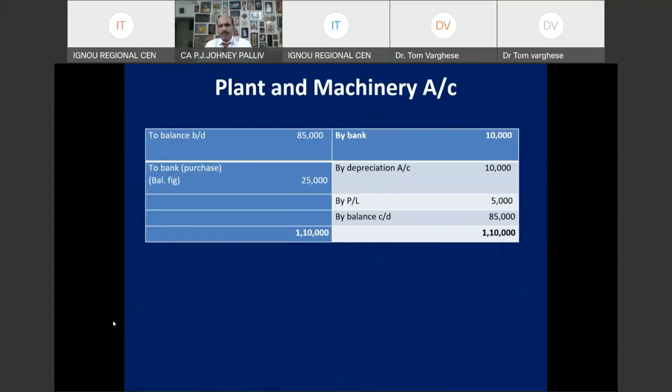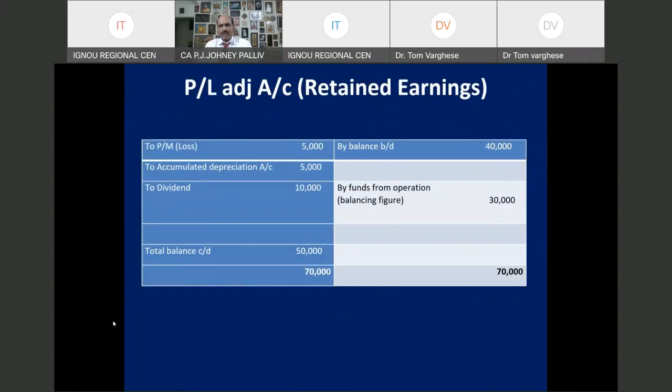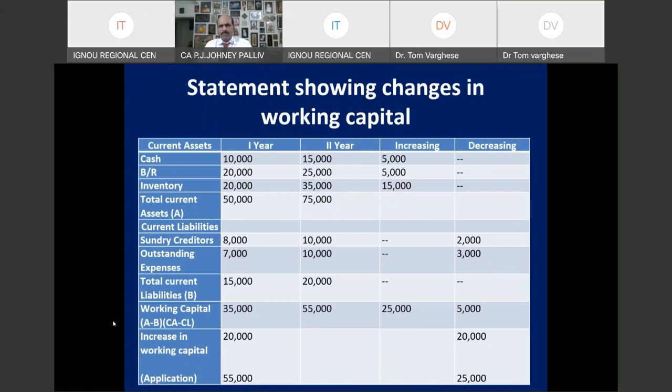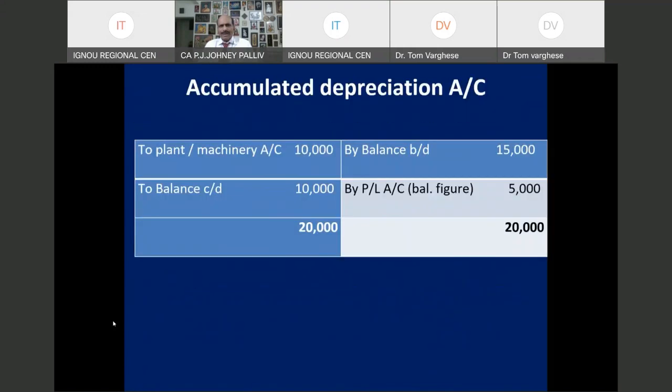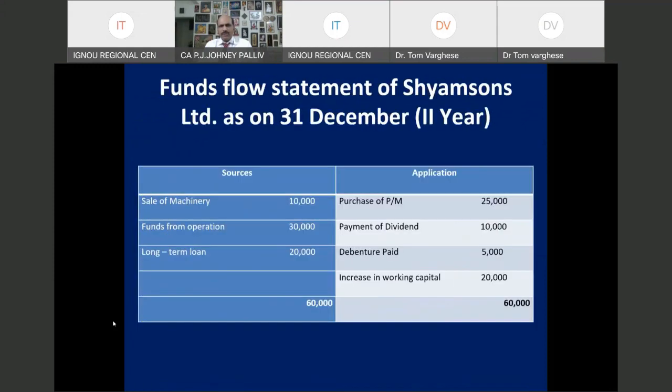in the profit and loss account, the 5,000 rupees is the loss that will be reflected in the retained earnings account. We can see the retained earnings account: accumulated depreciation loss, and plant and machinery loss 5,000. Therefore, if you consider this ledger account debit side, you can see 5,000 in retained earnings account, then 10,000 in accumulated depreciation account, and the bank realization is shown in the statement of sources of funds, sale of machinery 10,000.